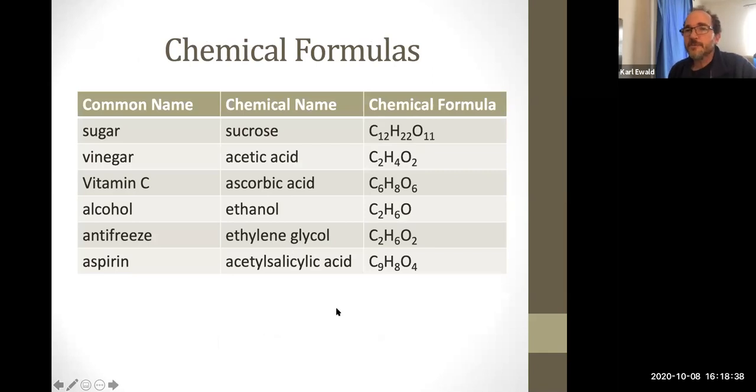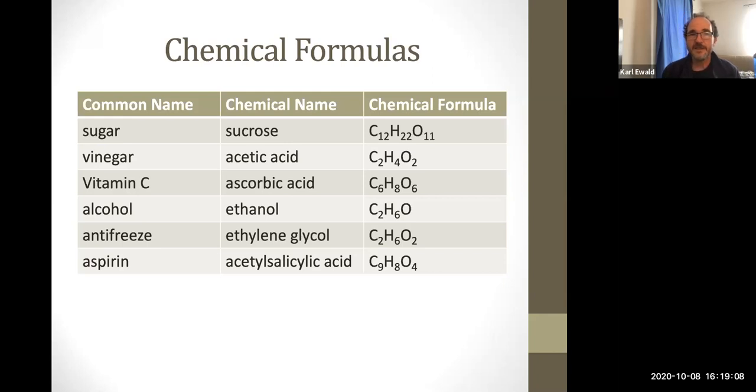If we look at chemical formulas, there are basically different ways that we represent chemicals. If I say sugar to basically anyone that speaks English, they're going to have in their mind an idea of what sugar is. They've all had it at some point. So the common name we use is sugar. That's what we call it. The chemical name for that is sucrose.